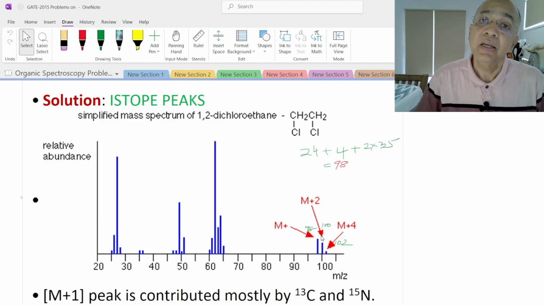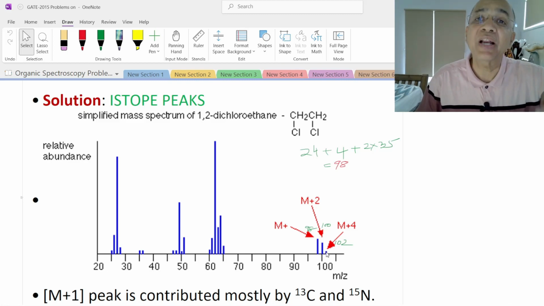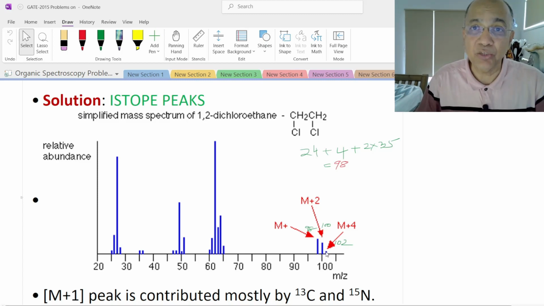There may be 3, 4, 5, 6 bromine or chlorine, but only for one chlorine 37 or one bromine 81 will you get this M plus 2 peak. All others are lower isotope. And the M plus 4 peak is due to the presence of both higher isotopes: both bromine 81, both chlorine 37, or one chlorine 37 and one bromine 81 together.